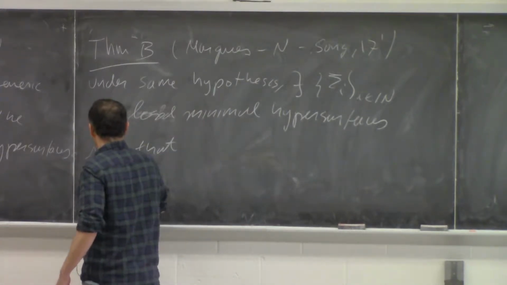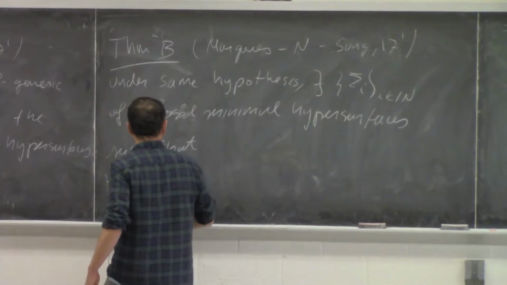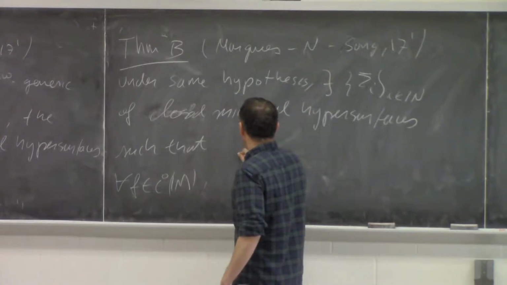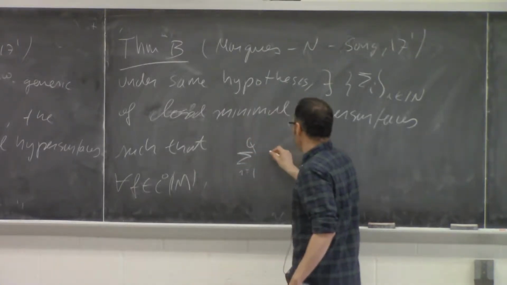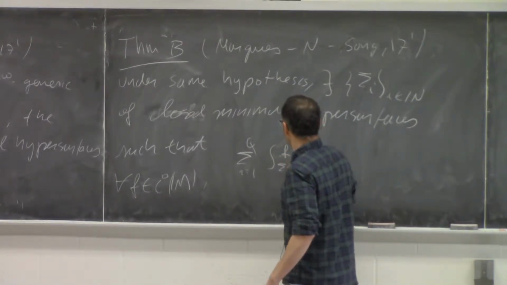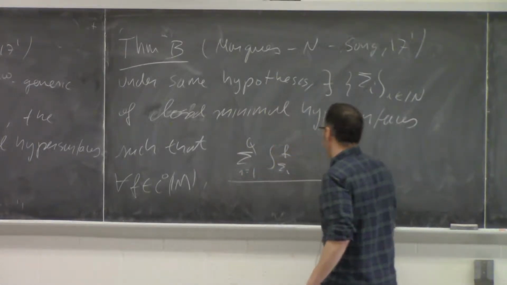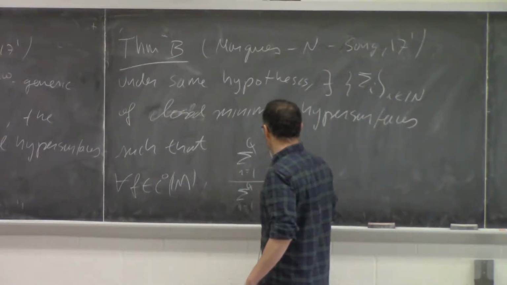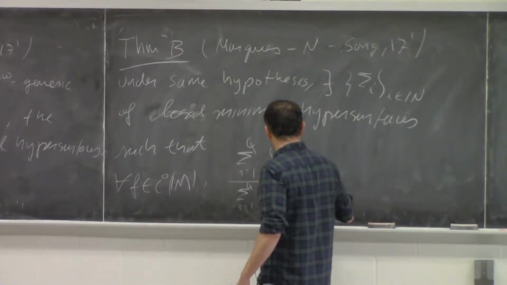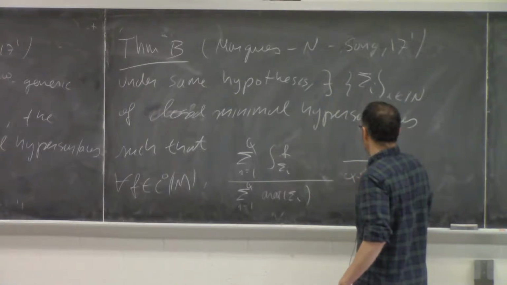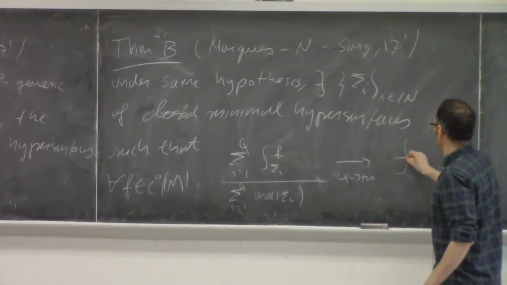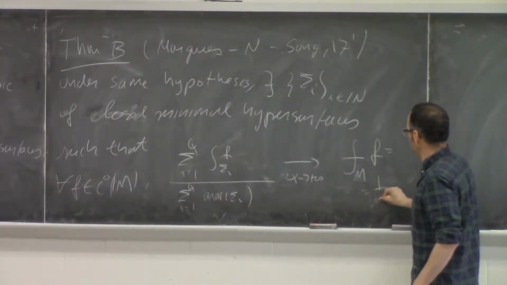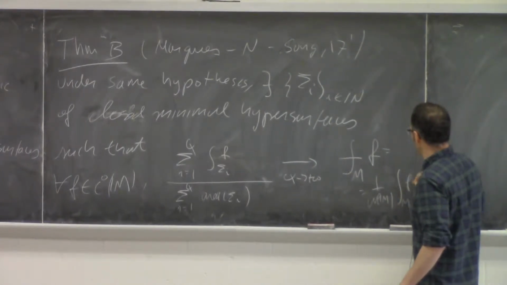for every ambient function, this sequence equidistributes in the following sense. If we take some ambient function, and then we sum the average of the function on the first Q minimal surfaces, and divide by the sum of the areas of these minimal surfaces, and we make Q go to infinity, we recover the average of the function on the whole manifold. So this is the same thing as 1 over the volume of M, the integral over M of F dV.